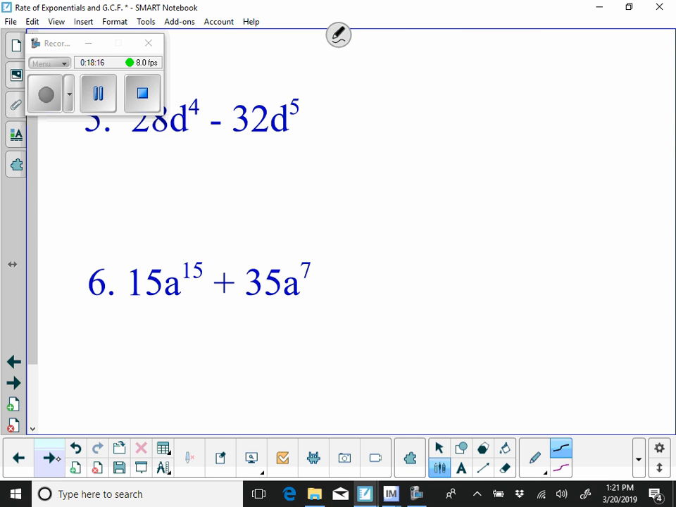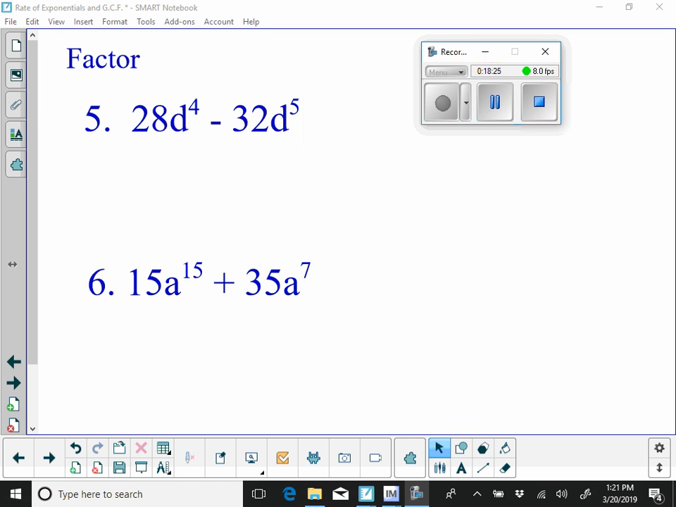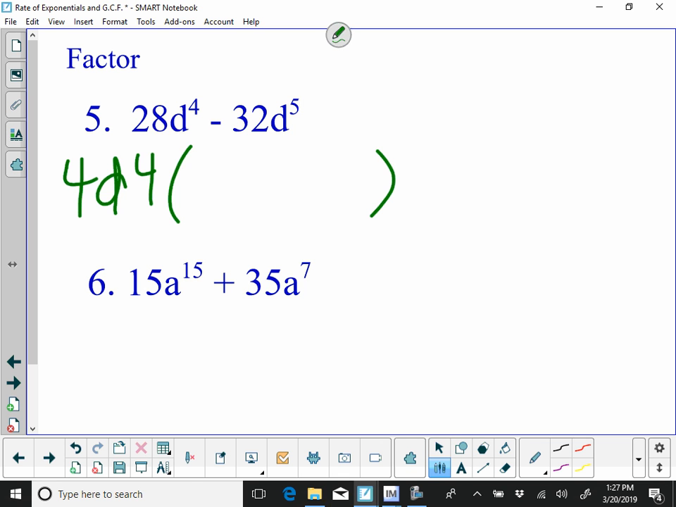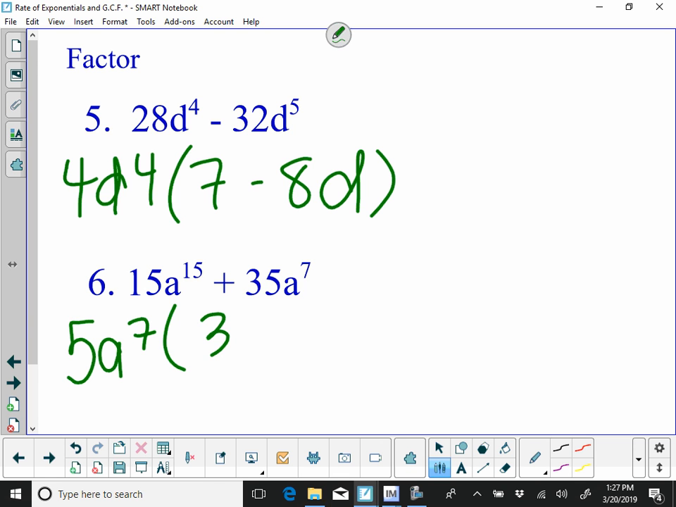Yeah. All right, let's do these last 2 right here, and then we'll move to the other set of notes for today. Okay, so you think it's 4d to the 4th, right? Which left you with what? 7 minus 8d. All right, GCF between 15 and 35? 5a to the 7th, which left you with 3a to the 8th plus 7.